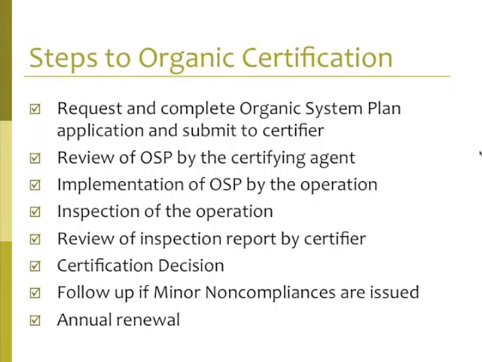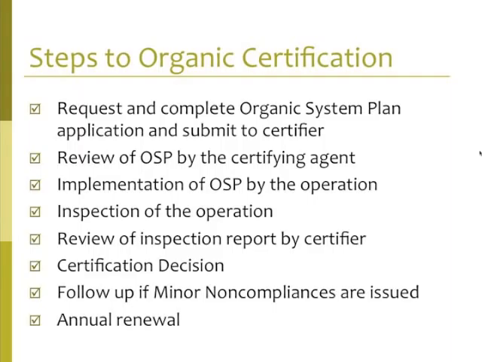First, you can request and complete the application from a certifier, and this becomes your organic system plan. The certifying agent will review your plan prior to sending an inspector. At this point, they'll let you know if they need additional information to complete your plan, or if your plan does not appear to comply with the National Organic Standard.